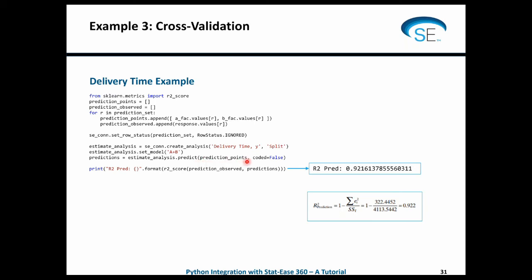these prediction points are the points in the prediction set. We're predicting, or we're estimating, using our estimation model and getting a list of predictions for those runs. And then we just pass those right into this R2 score function, and it gives us 0.922 for the predicted R squared, and that coincides with what they found in the textbook. So they considered that model to be validated with a fairly good R2 score there.